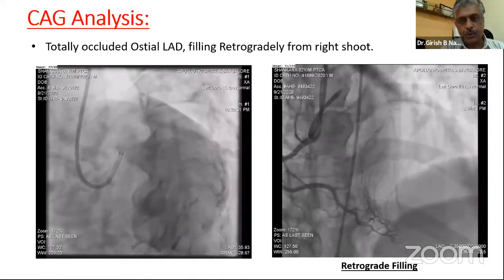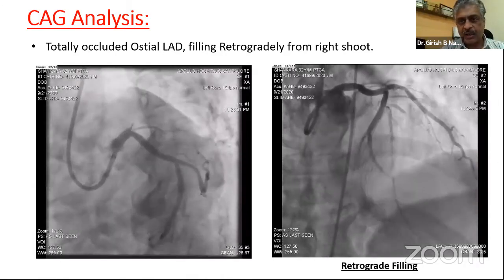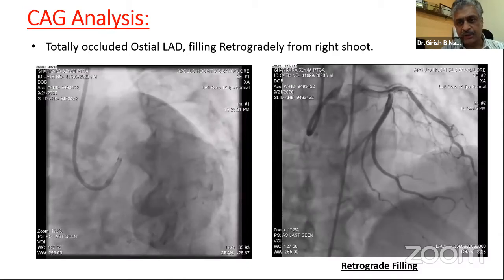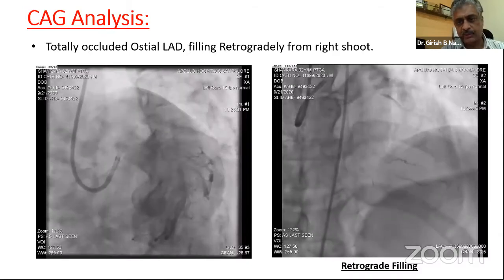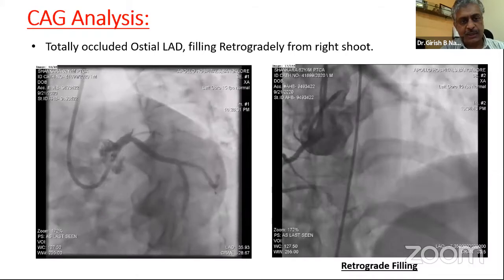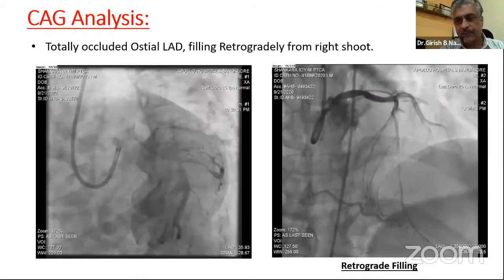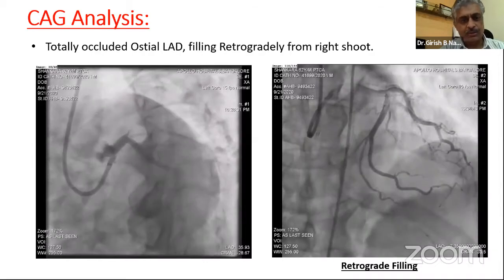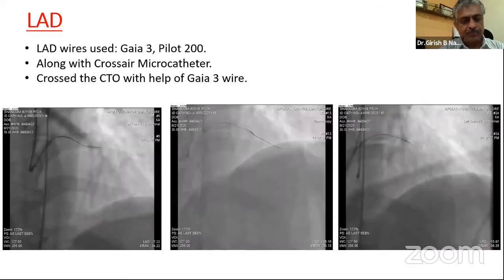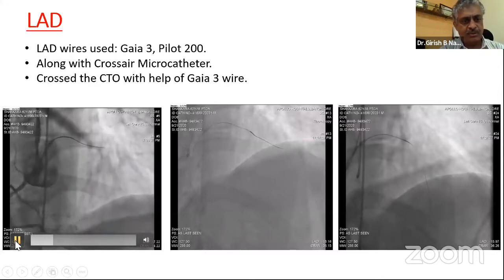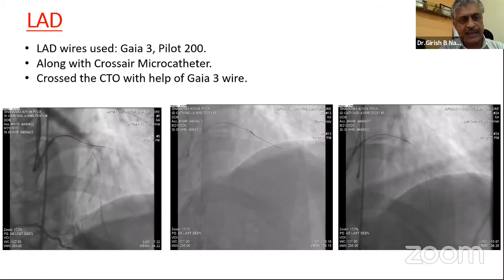We thought we should open the LAD. We took a contralateral injection. It looked like a decent sized vessel, but there is an occlusion proximally. Since they had gone into a couple of false tracks, we had to use CTO hardware to get into it. We used a microcatheter. Initially we tried with Pilot 200. It was always going to the diagonal.